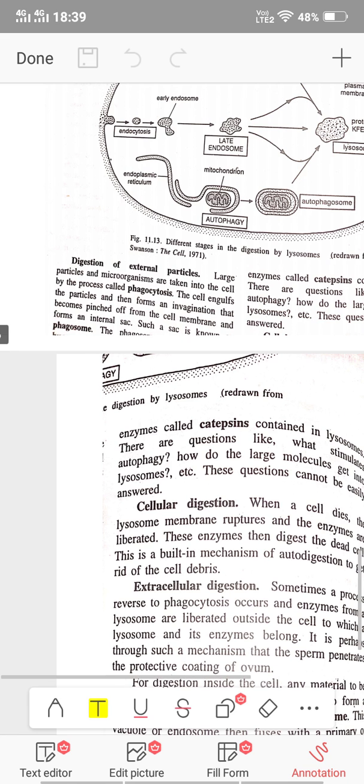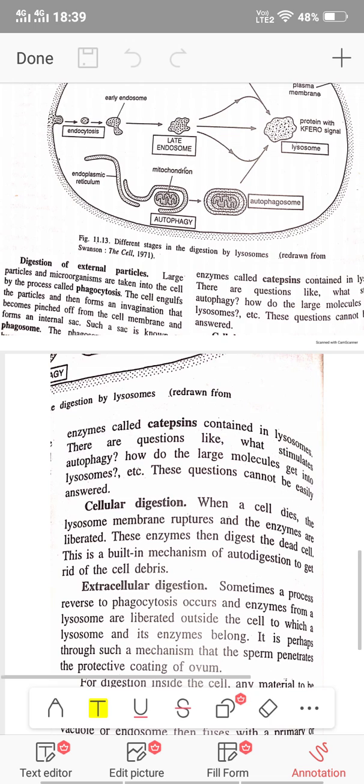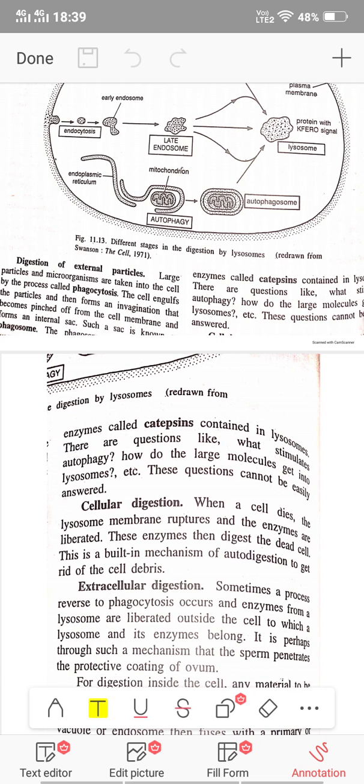Extracellular digestion: sometimes a process reverse to phagocytosis occurs and enzymes from a lysosome are liberated outside the cell to which the lysosome and its enzymes belong. It is perhaps through such a mechanism that the sperm penetrates the protective coating of the ovum. For digestion inside the cell, any material to be digested is surrounded by a membrane to form a vacuole, or what is described as an endosome.